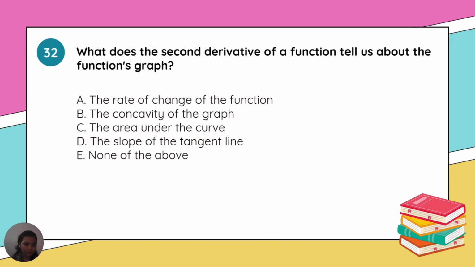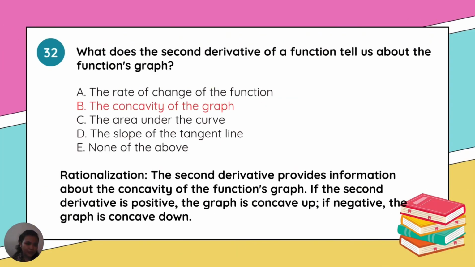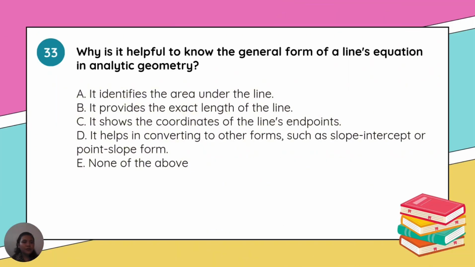None of the above. The answer is letter B. So the second derivative provides information about the concavity of the function's graph. If the second derivative is positive, the graph is concave up. If negative, the graph is concave down. Okay? And number 33. Why is it helpful to know the general form of a line's equation in analytic geometry?